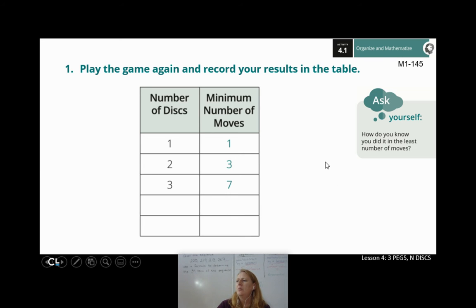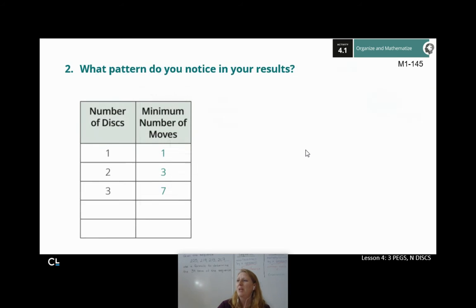You know what? There might be a pattern here, though, right? I feel like maybe there's a pattern. Do you notice a pattern in the results? Can you write down what the pattern is on page 145 there on question 2? Can you write down your results? Go ahead and hit pause to write it down. Hit play when you're ready to check your work.